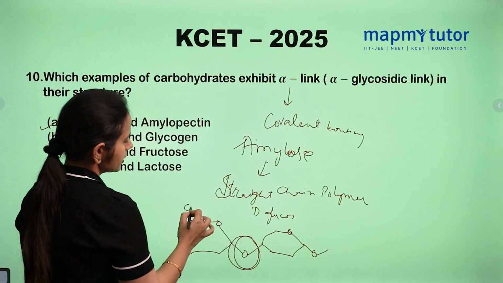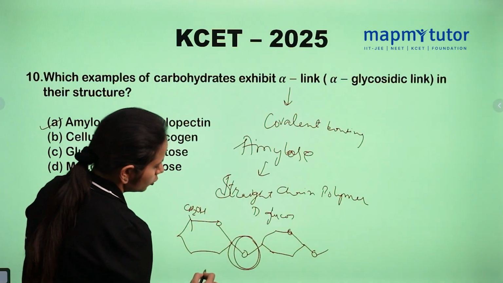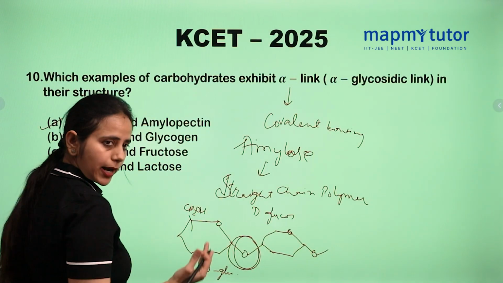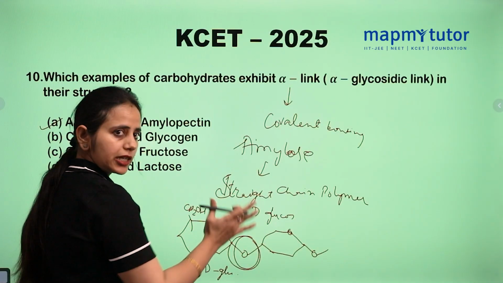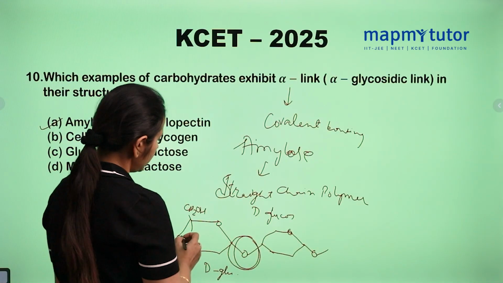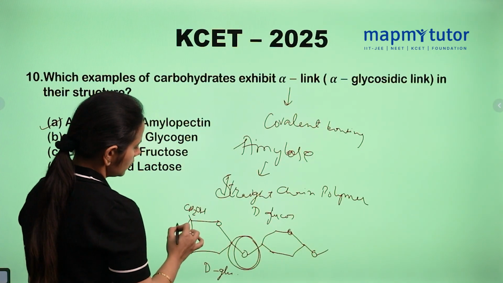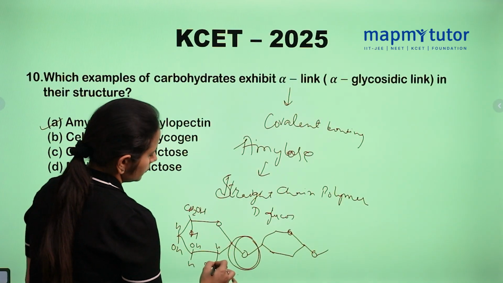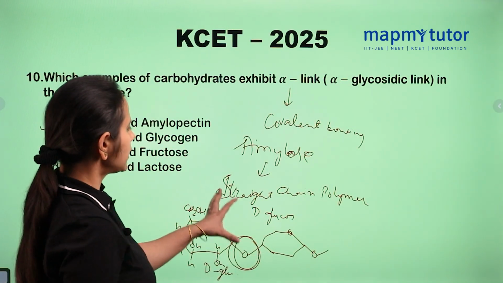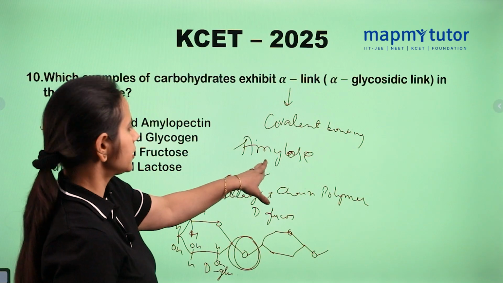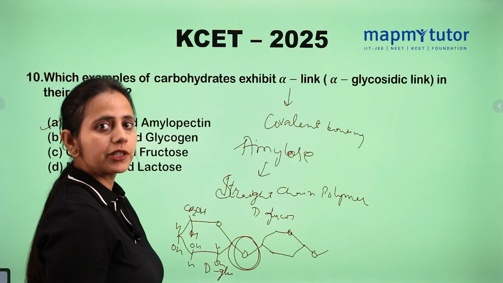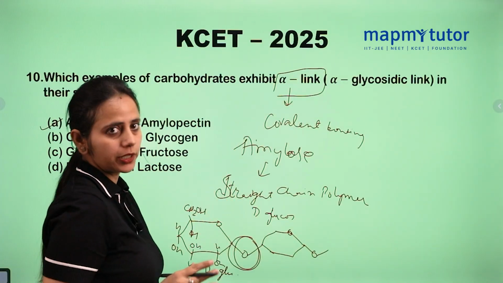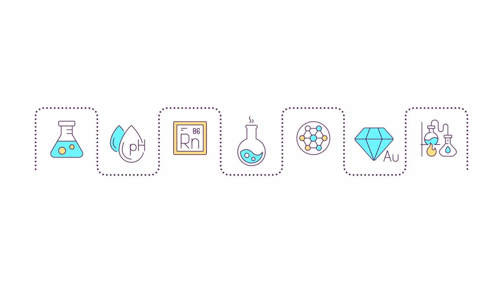Okay, this is the alpha D-glucose. As in the straight chain, this is known as amylose. If this is a branched chain structure, then it is known as amylopectin. So this is D-glucose. When the straight chain polymer occurs, then it is amylose, and in case of a branched chain, it is amylopectin. This contains alpha linkage, which is a type of covalent bonding.